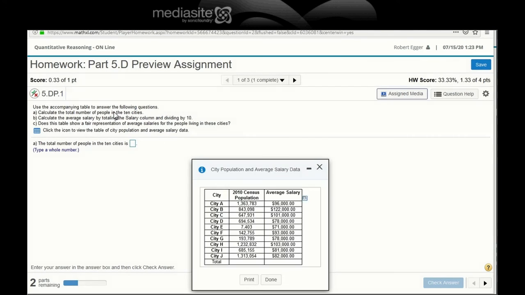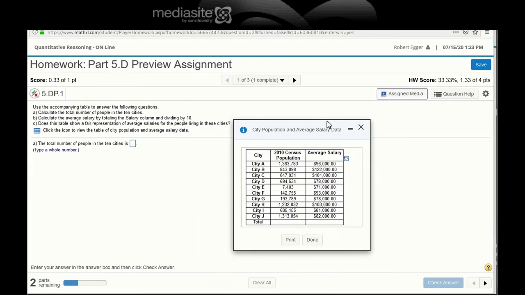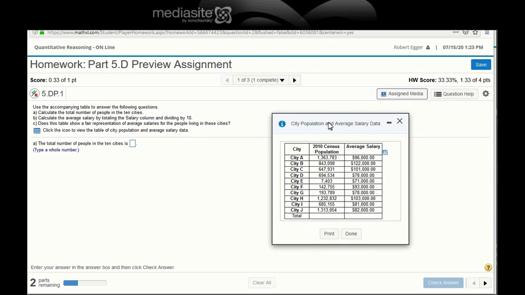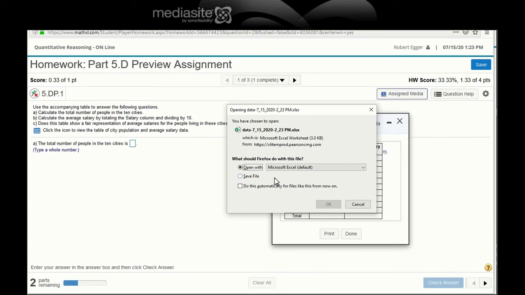Question 1 gave us these here. It's going to be similar to the tutorial, so we now have a new set of data and 3 questions we're going to answer, A, B, and C. First one is calculate the total number of people in the 10 cities. So we need to either add them up by hand, or we can go to Excel.